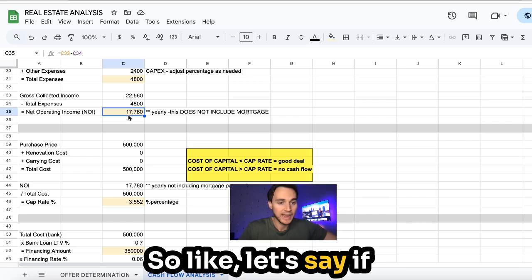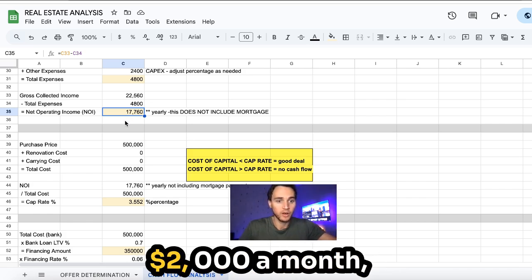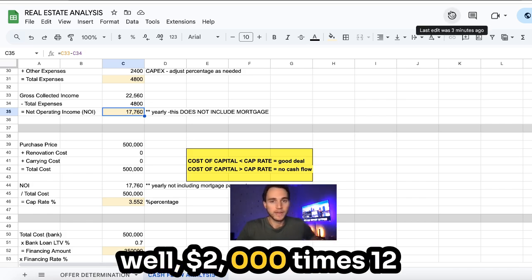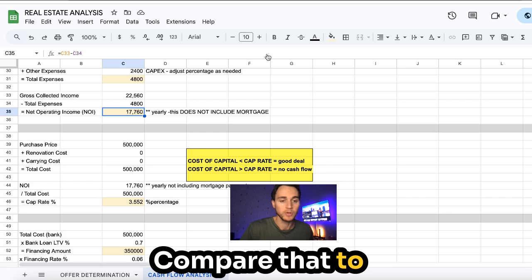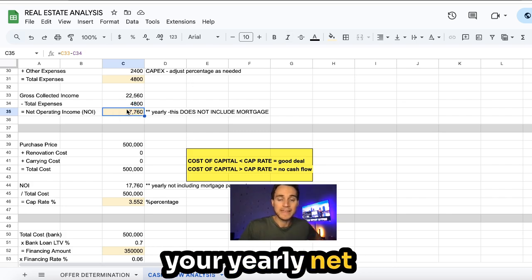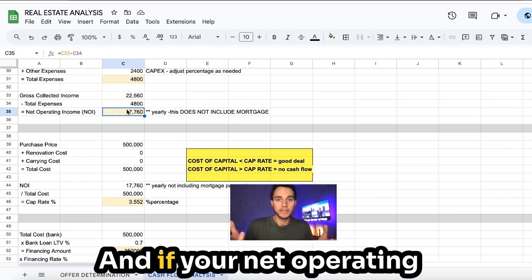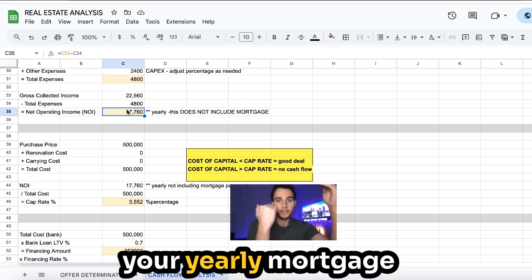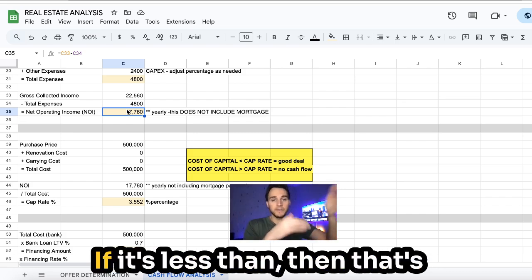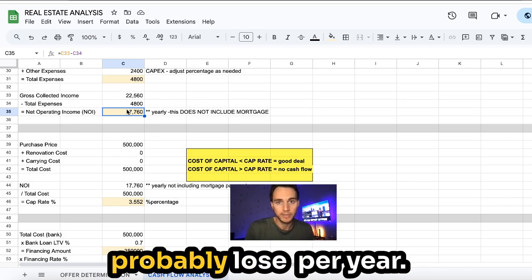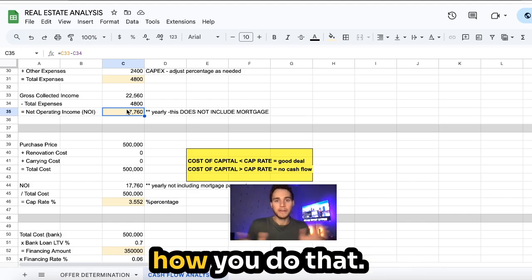So let's say your payment was $2,000 a month, well, $2,000 times 12, and then you would compare that to your yearly net operating income. And if your net operating income is higher than your yearly mortgage payments, that's how much money per year that you'd probably cash flow. If it's less than, then that's how much money you'd probably lose per year. So that's really how you do that.